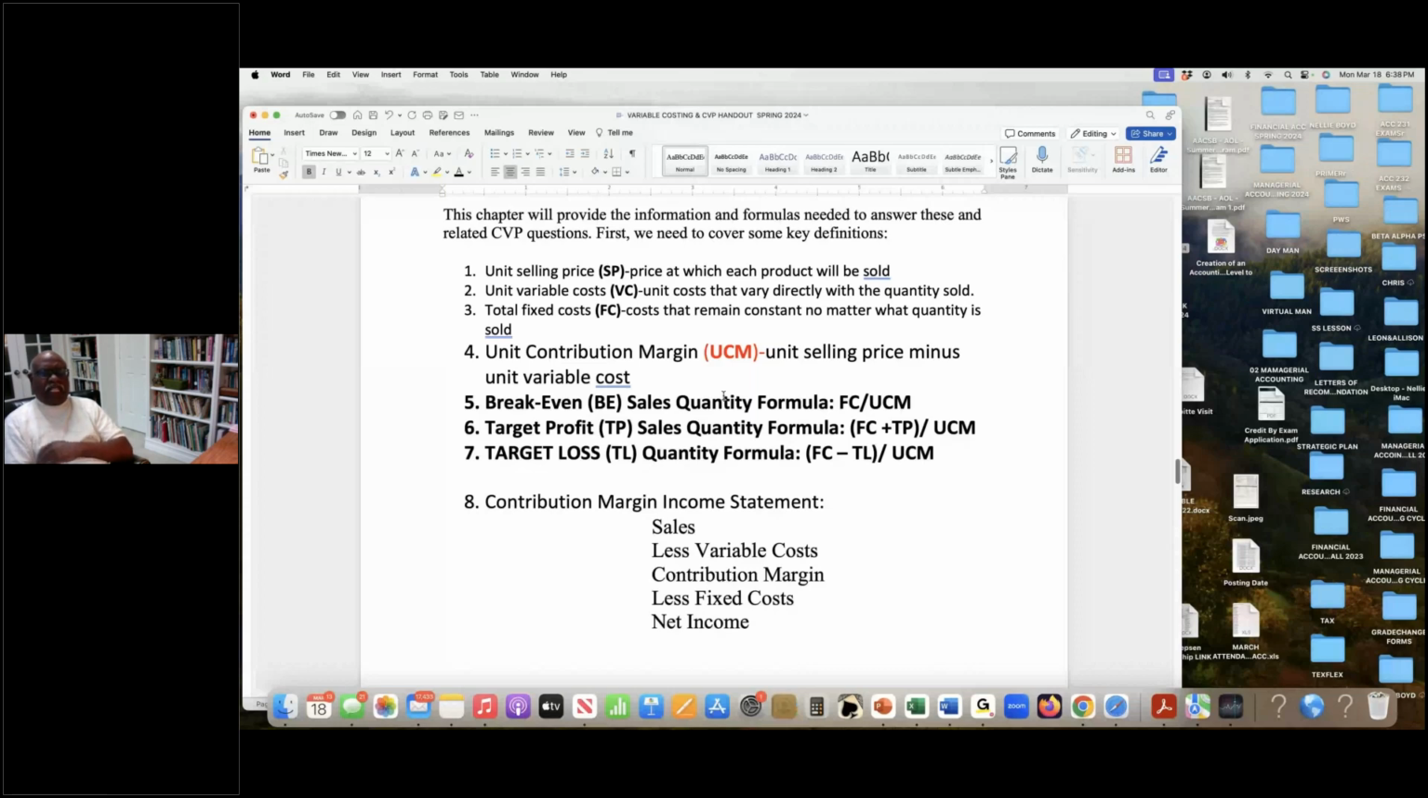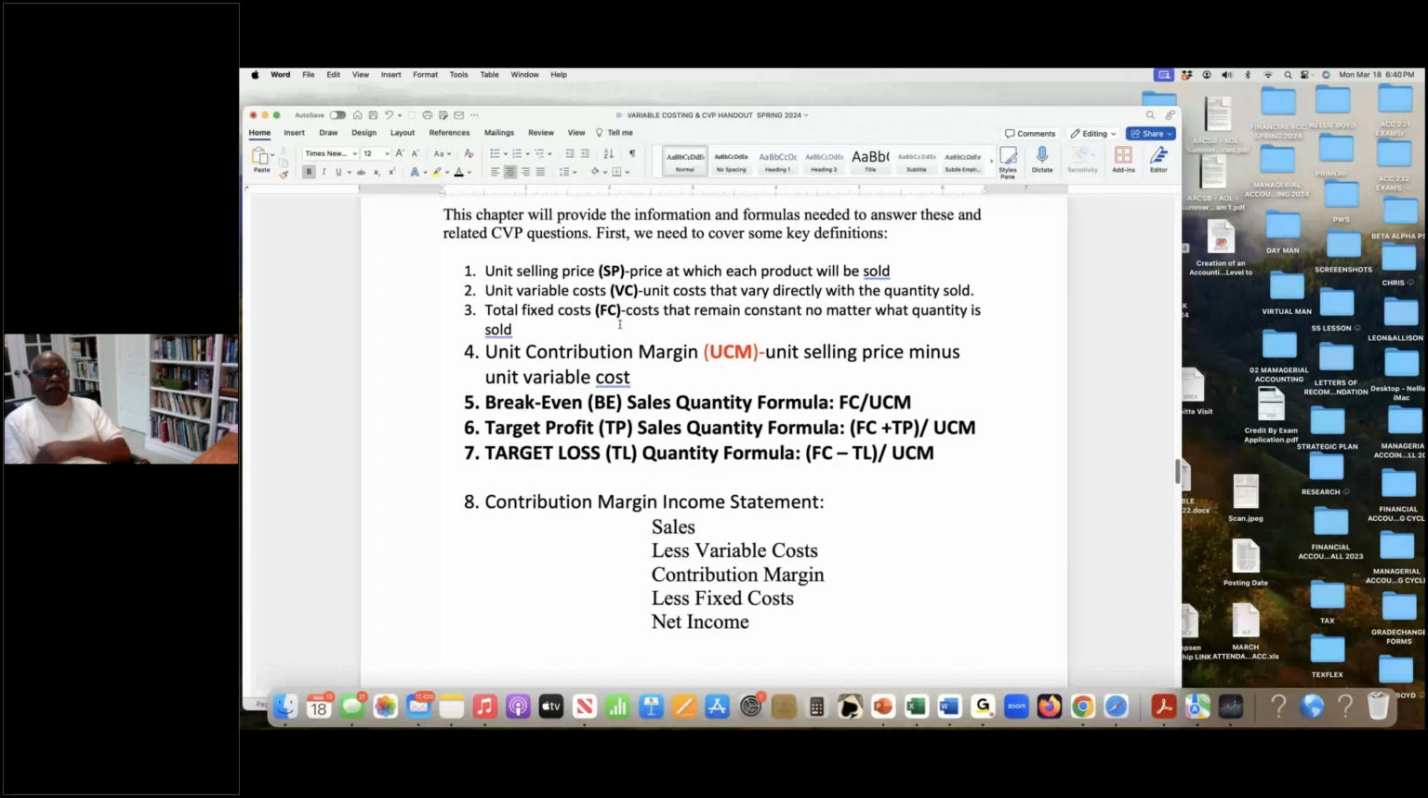The first thing is unit selling price. And the unit selling price in the prior example was how much? What were we selling those items for? $15. And our variable cost was what? $5? And our fixed cost was what? Was it 100,000? Okay. So selling price was 15, variable cost was 5, and fixed cost was 100,000. So put those numbers down.